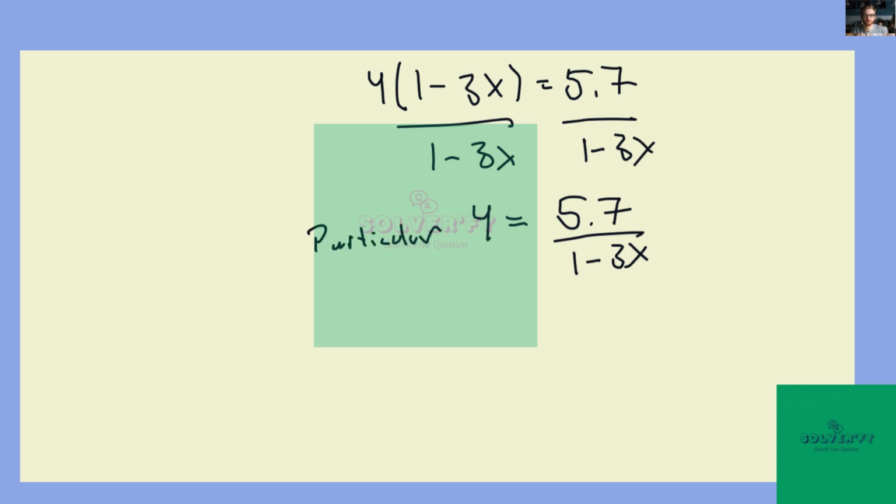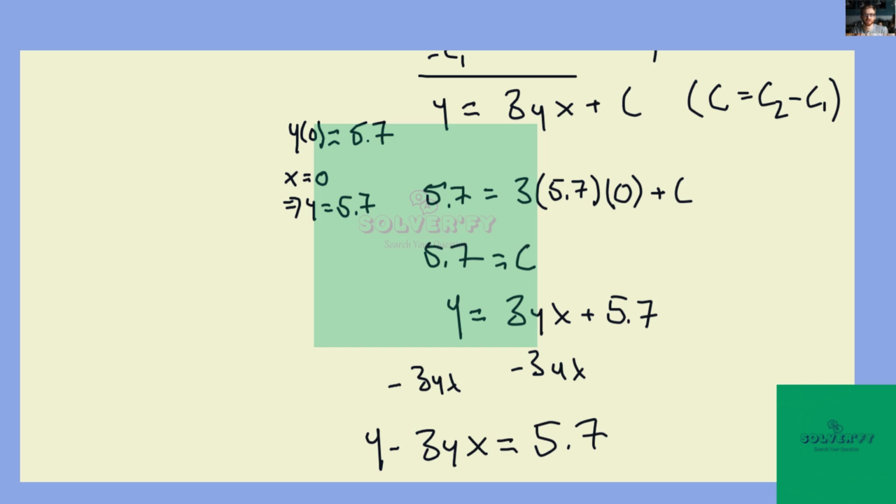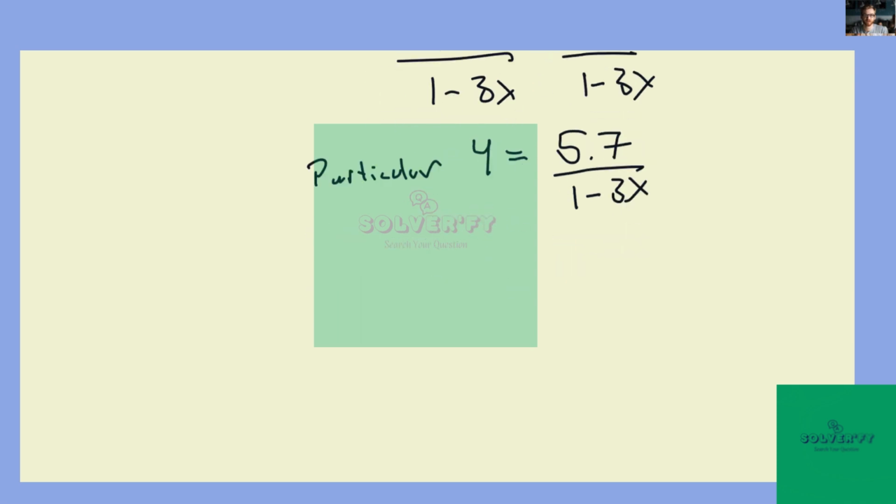If we were to do the same with our general solution that we found above and get that in terms of y on one side of the equation, we'd follow the exact same steps. We would get y equals, but instead of 5.7 here, we'd get c over 1 minus 3x.